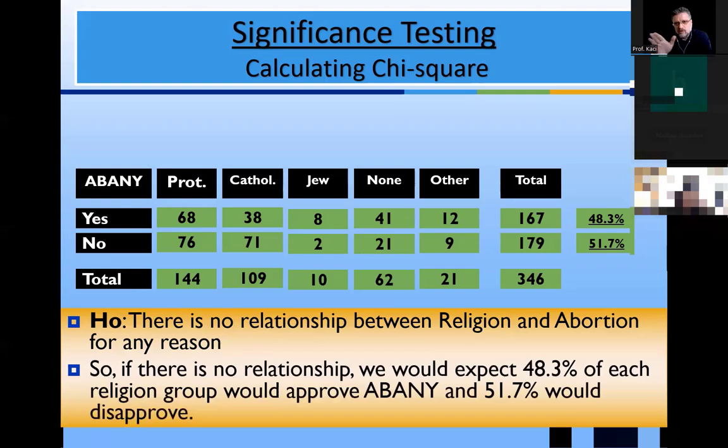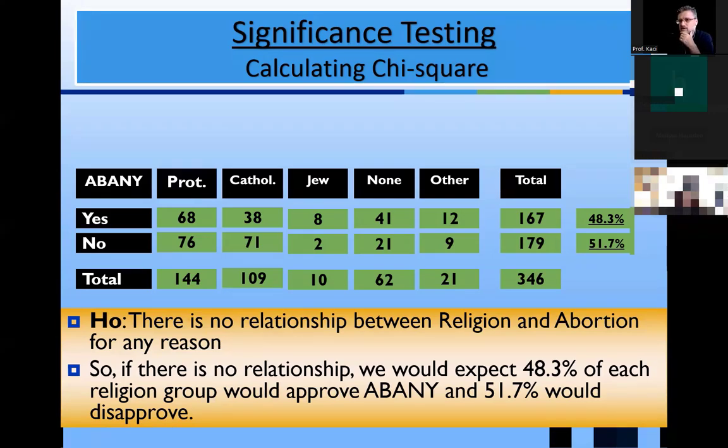So if there is no relationship at all, then we would expect these numbers, these percentages of each religion group. So 48.3% of Protestants, 48.3% of Catholics, 48.3% of Jews, and 48.3% of none, and 48.3% of other to support abortion. And 51.7% of these totals, and these are the totals of the independent variable, to oppose abortion for any reason.